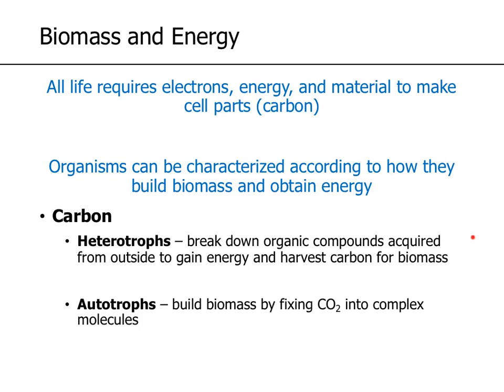So some examples. E. coli, our favorite model organism, is a heterotroph. Autotrophs include things like algae and cyanobacteria.